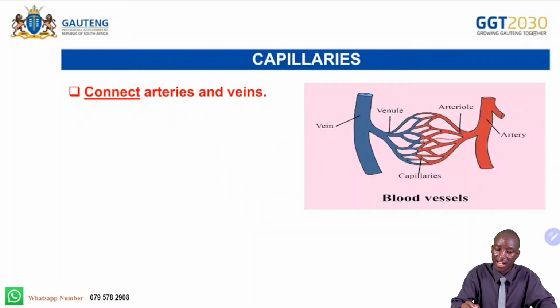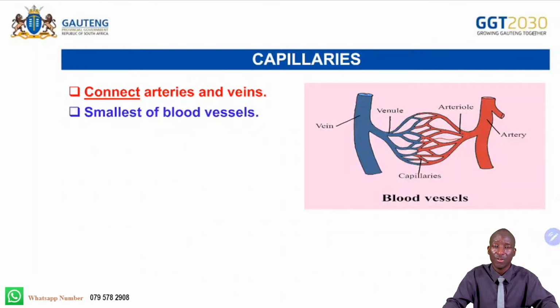The arteries are branching, right, to smaller vessels which are called arterioles. Also, the veins will branch into small vessels called the venules, right? Therefore, the capillaries connect the arteries and veins through the arterioles and the venules. That's where we've got the capillaries, okay? So these are the ones which connect arteries and veins.